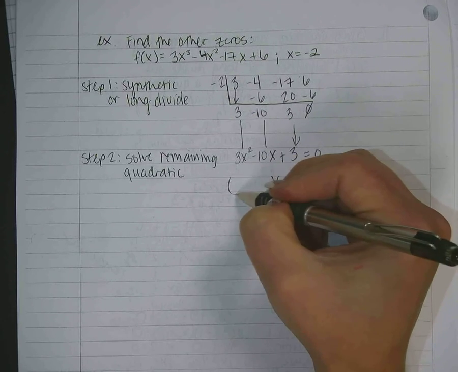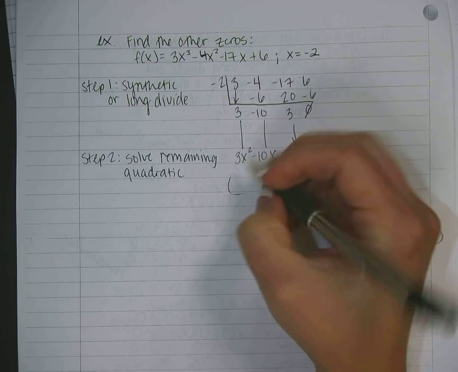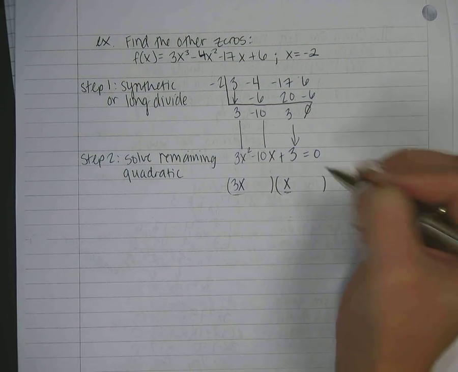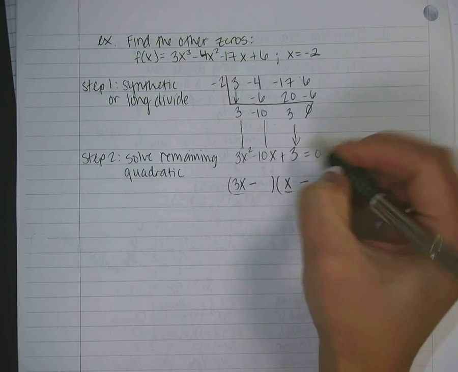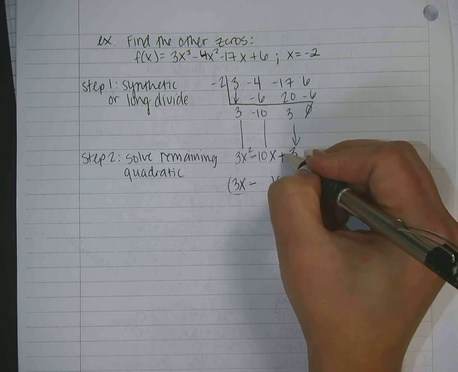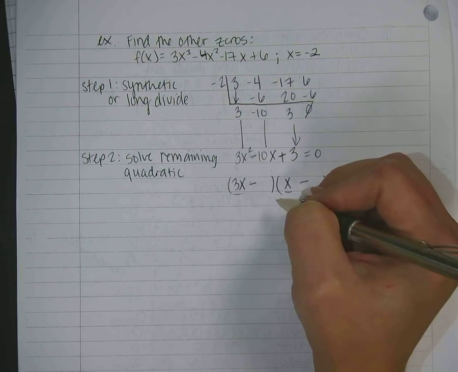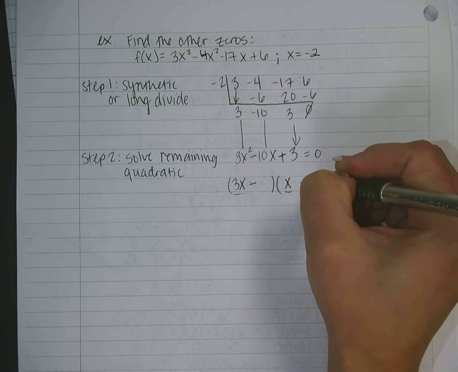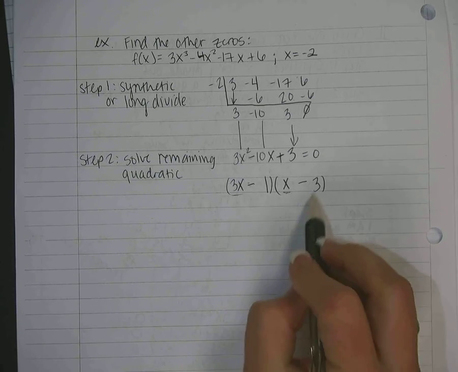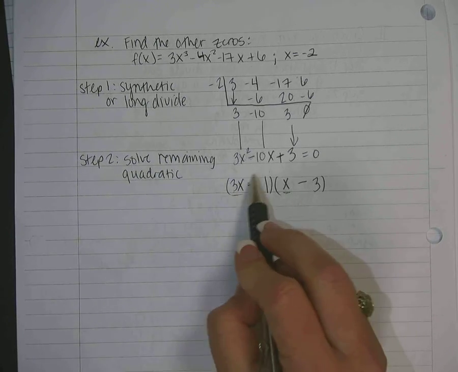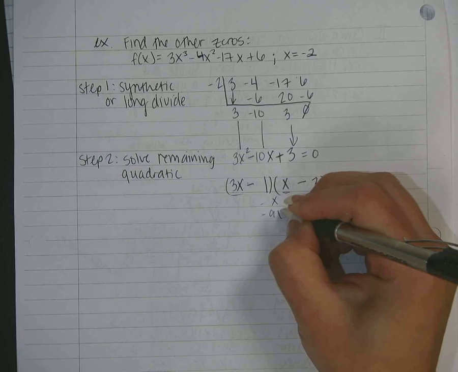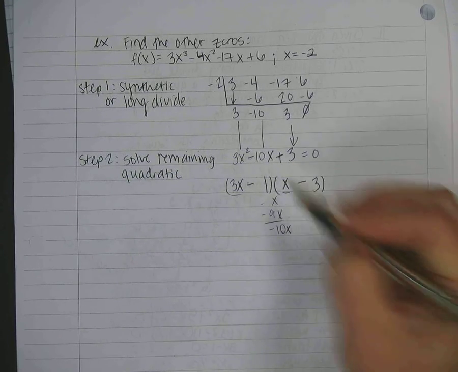Now I know that what goes in the front will come from this, 3x squared. So that will be 3x and x. I know that both of them will be minus, because this is a positive right here and this is a negative. So a negative times a negative is a positive, but a negative and negative added together is also another negative. It's going to be 1 and 3 like that, because -3 times 3x is -9x, and -1 times x is -1x. So -x minus 9x gives me -10x, which is what's in the middle up there.